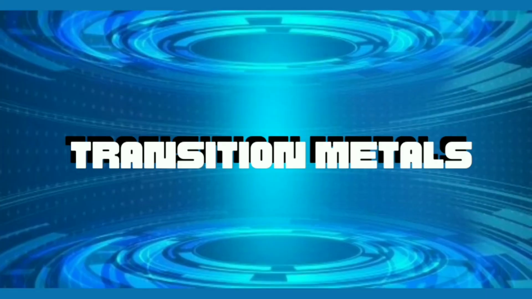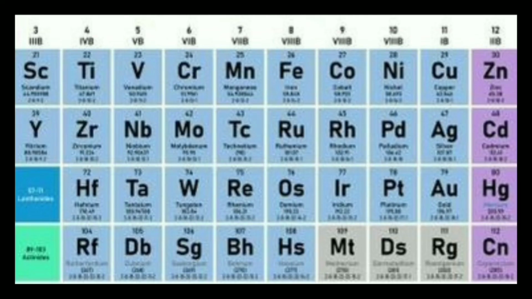Transition metals. The elements under transition metals are found in the middle part of the modern periodic table of elements. They are found between the alkaline earth metals and the boron group, from scandium to copernicium.